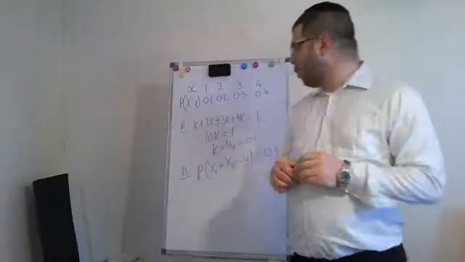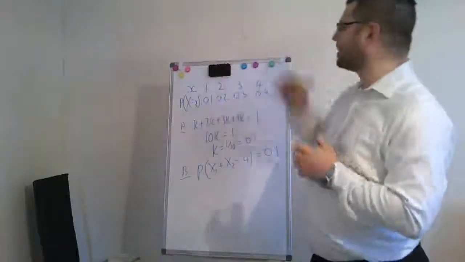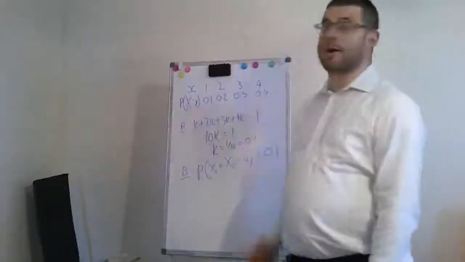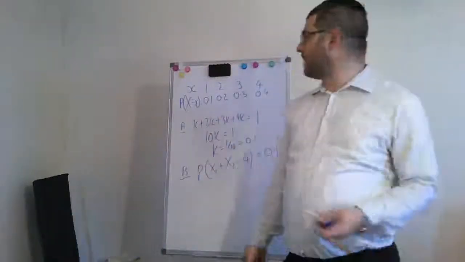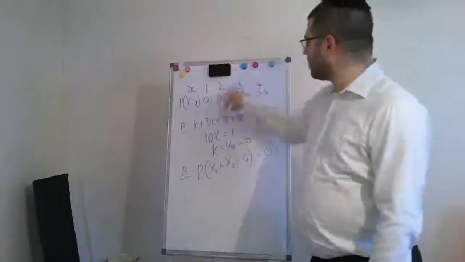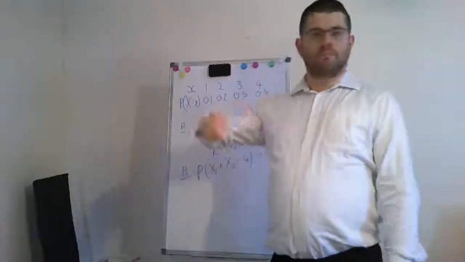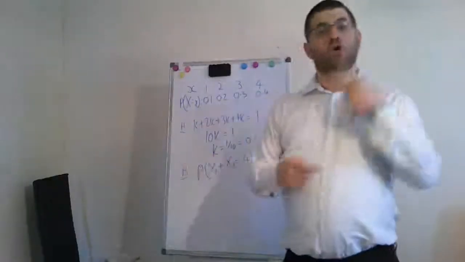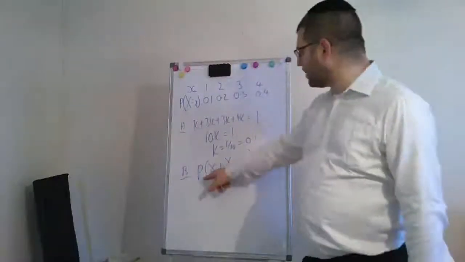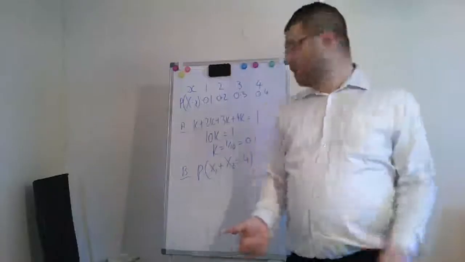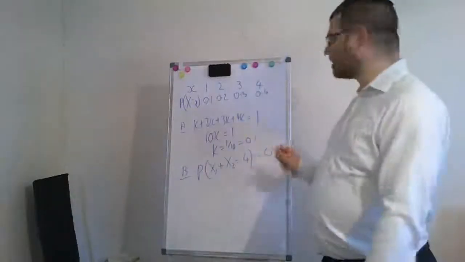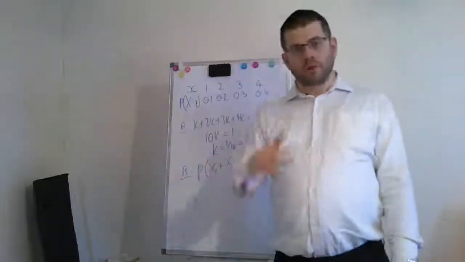In other words, what's the probability that when I do this experiment, now it doesn't tell you what this experiment is. You could think of it as a 4-sided spinner. Okay, you get 1, 2, 3, 4. These are the probabilities. If I were to spin that spinner on 2 separate occasions, what's the probability that the addition of the 2 outcomes that I get equals to 4 comes out as 0.1? Now it tells you it's 0.1. We need to prove it.